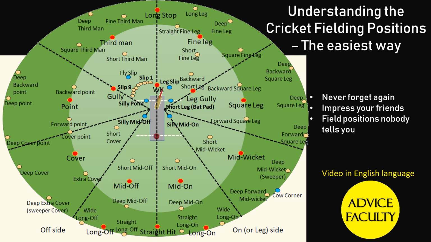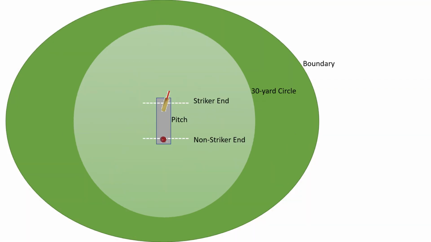Hello friends, in this video we shall be talking about the fielding positions in a cricket game. First of all, let's see what is the general layout for a cricket ground. The dimensions of a cricket ground vary from location to location, but what is fixed is that in the middle there is a pitch which is about 22.5 meters long, and around the pitch we have a circle of 30 yards. This is also called the infield, and this 30-yard circle or area is always fixed, unlike the boundary which may vary a little bit.